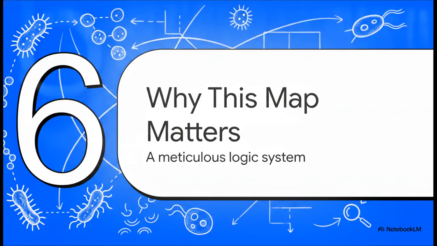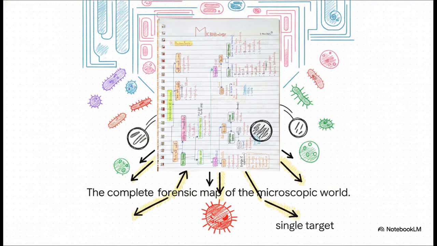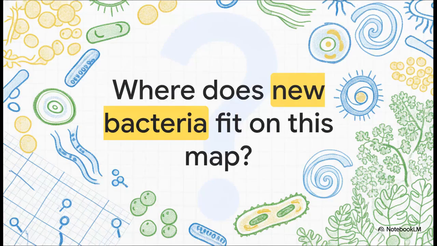Finally, Section 6, why this map matters. It's all about this meticulous logic system. Looking back at our master blueprint, just look at how successfully we navigated this space. We started all the way at the top, from the highest architectural concepts of cell wall thickness, we used stains and shapes as our diagnostic tools, and we drilled all the way down to individual disease-causing bacterial species. This isn't just a random list, it is a meticulously structured system of logic. It's exactly what allows doctors and scientists to quickly narrow down an invisible enemy from thousands of possibilities to a single treatable target. And that leads us to a really fascinating final thought.